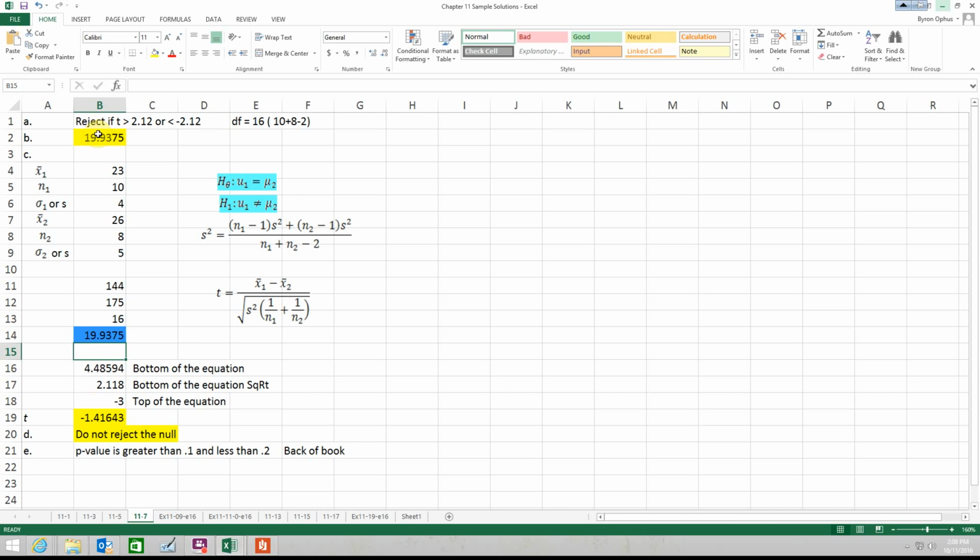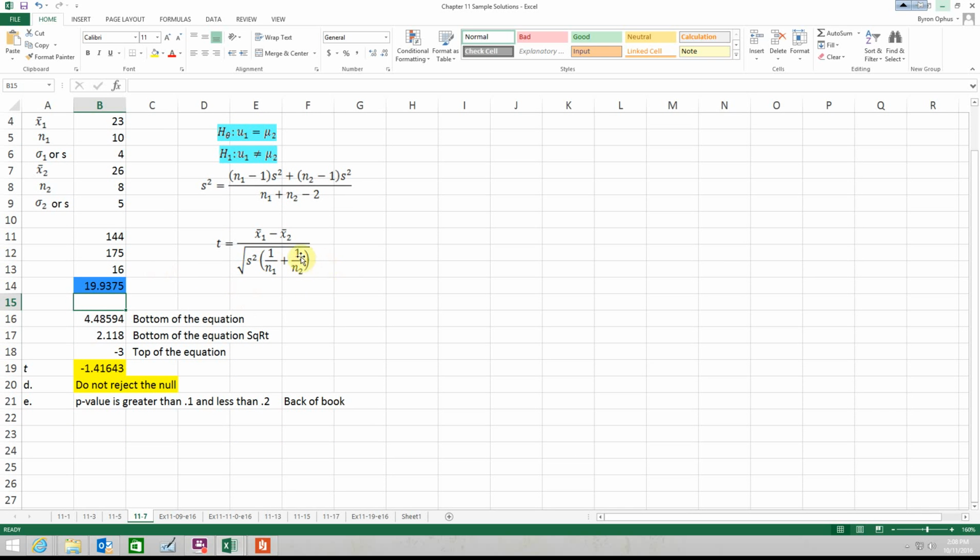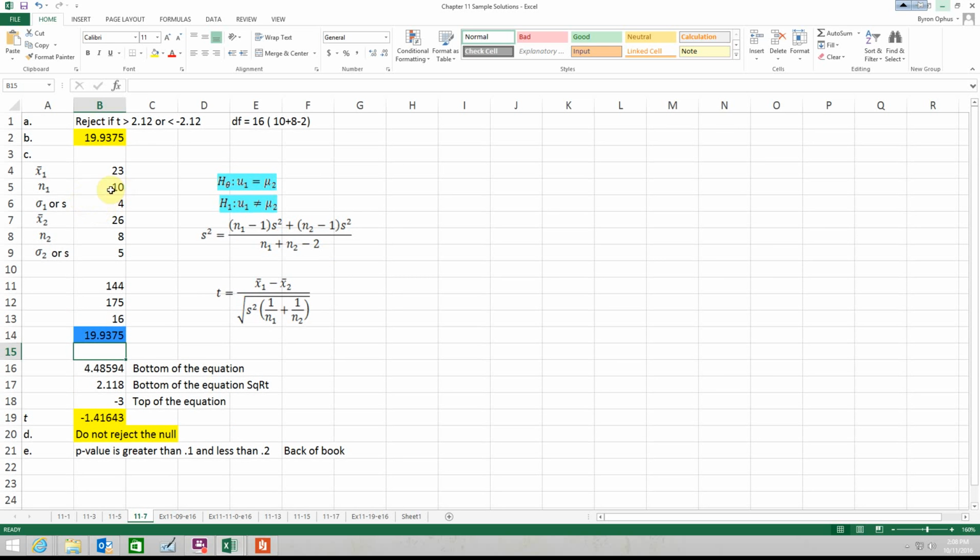Then it goes on to say, okay, C is compute the test statistic. So now I've got to calculate my t-value, right? It starts here with the difference between my means, my mean 1 minus my mean 2. Oh, my means, I'm sorry, I was doing my sample size, so it's 23 minus 26, so it's going to end up being minus 3, okay?